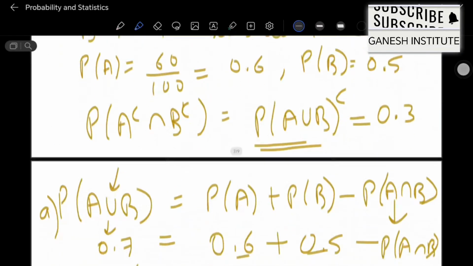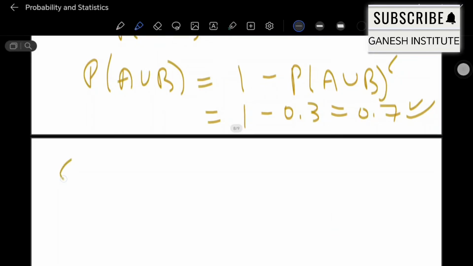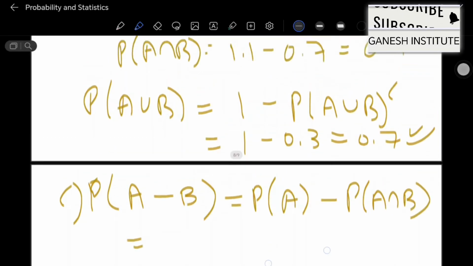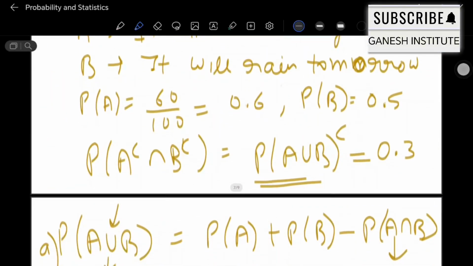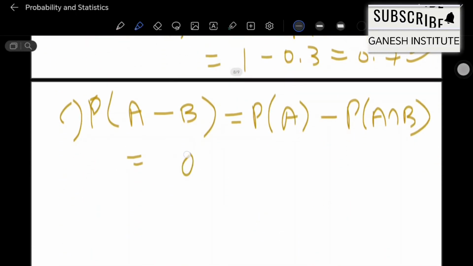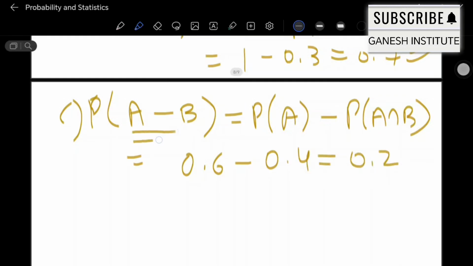Now C is saying today but not tomorrow. So the probability of today but not tomorrow. Not tomorrow means you have to deduct. You don't want B in it. So P(A minus B) is what actually? It is P(A) minus P(A intersection B). P(A) is 0.6 and the intersection is 0.4. So this has become 0.2. That is, 20% chances are there that it will rain today but not tomorrow.